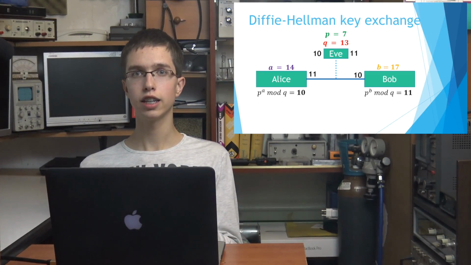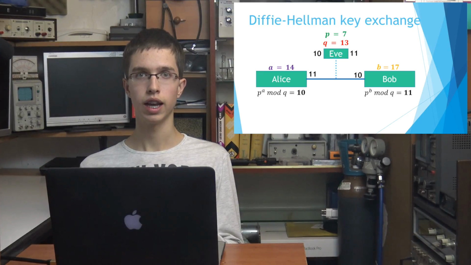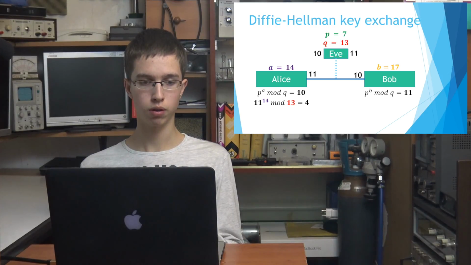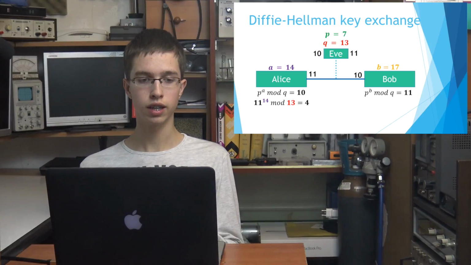First, Alice takes Bob's public number, 11, and raises it to the power of her own private number, 14, and does the modular arithmetic with q equal to 13. So we have here this arithmetic, which is 11 to the power of 14 modulo 13 equal to 4.